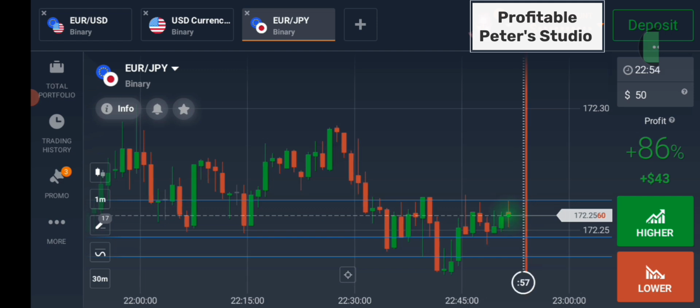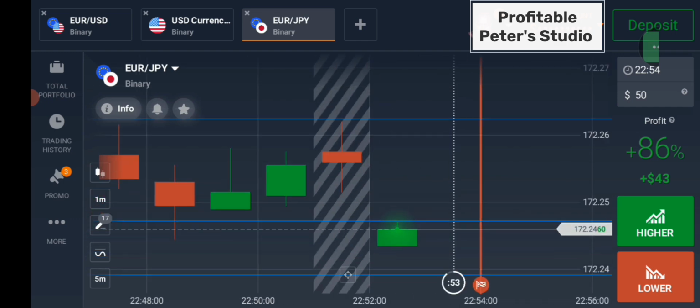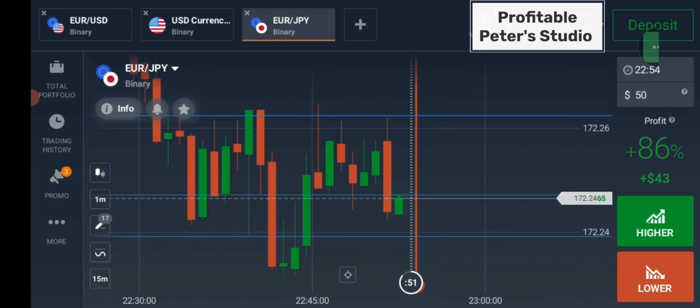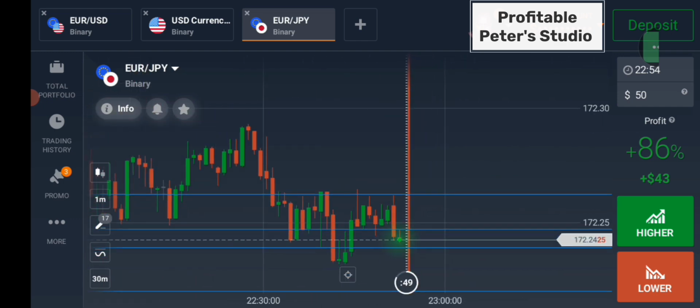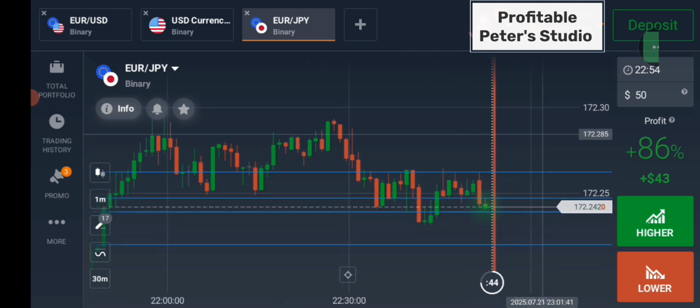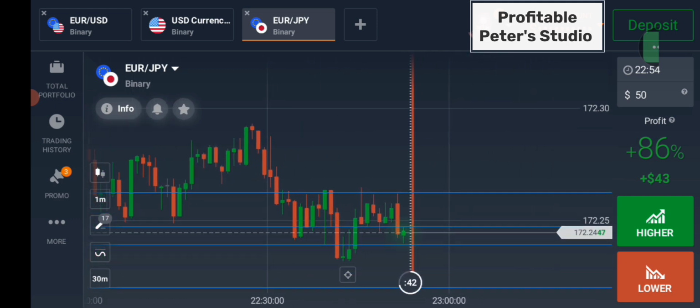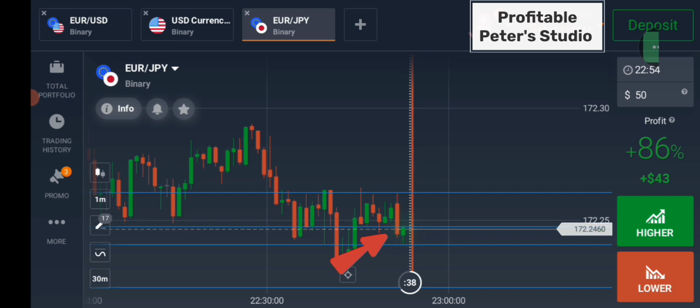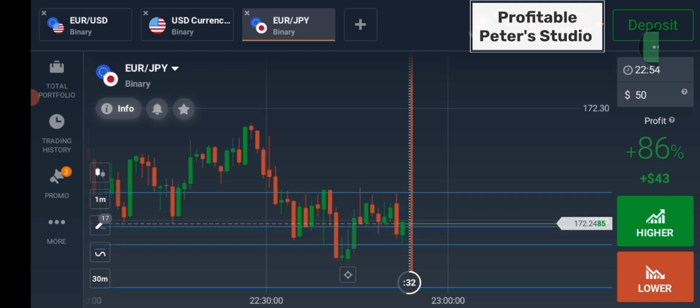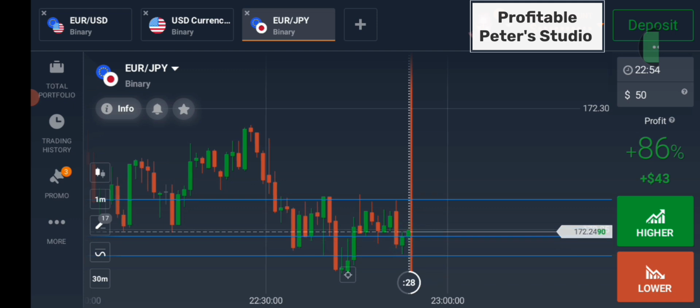Okay, so my network is restored. So let's see where we are right now. Okay, so this is a good place to place a buy trade. But we have to wait a little bit. You can see here it has formed head and shoulders, and it's going back up. It's 30 seconds now, 1 minute.